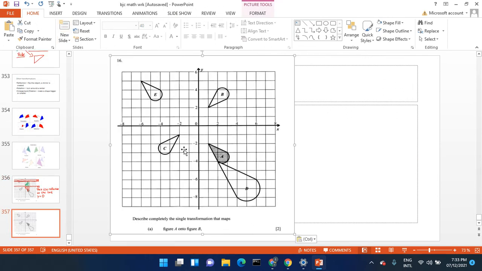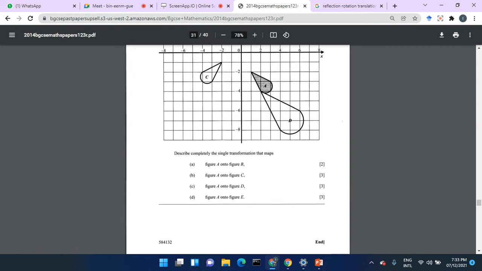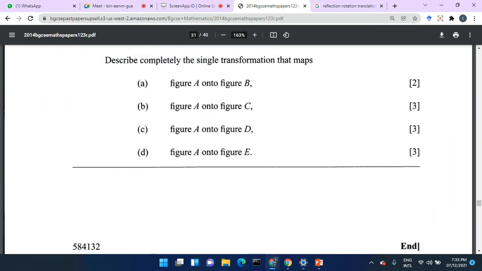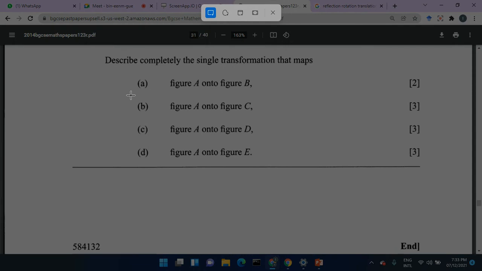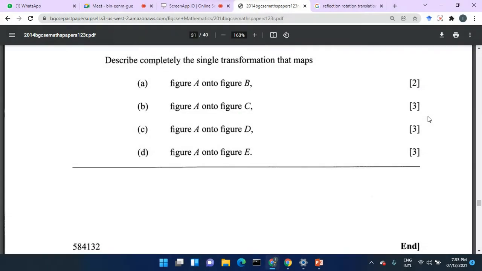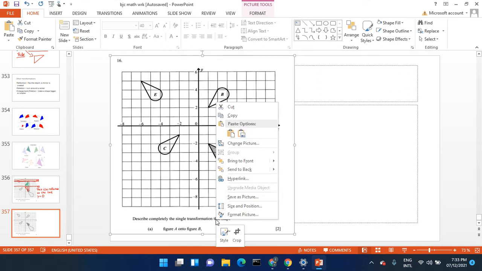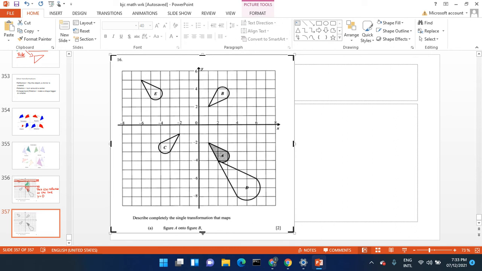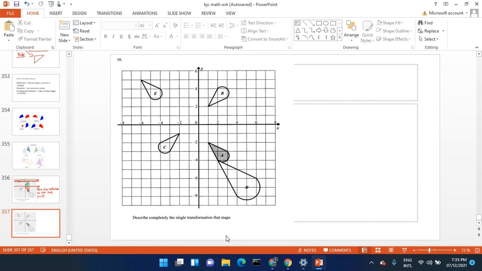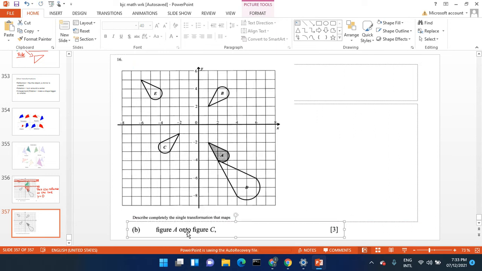So let's go. We have to describe completely the transformation that maps figure A to C. I was saying figure A and A, B, C, and E. Okay, so we have to be careful because they want the transformation that maps figure A to C.